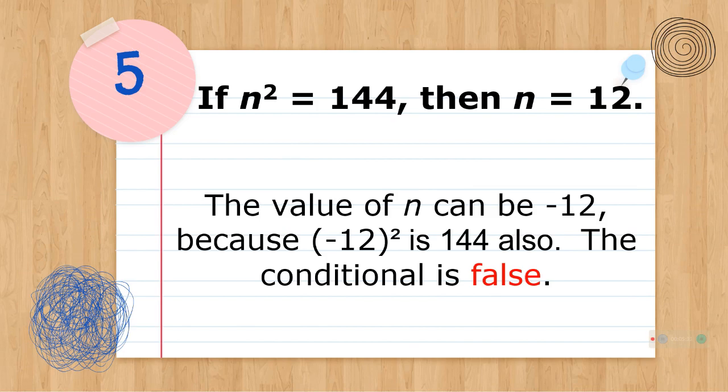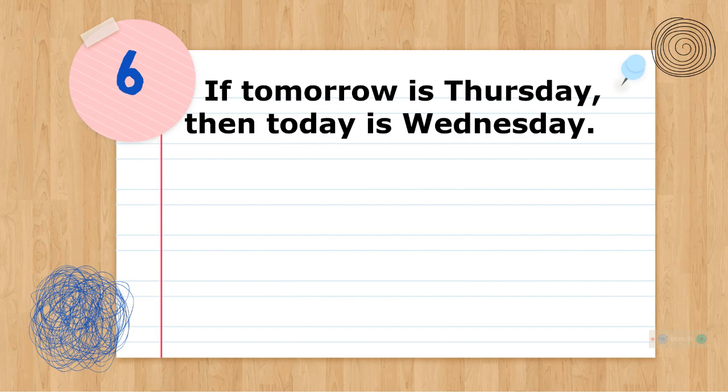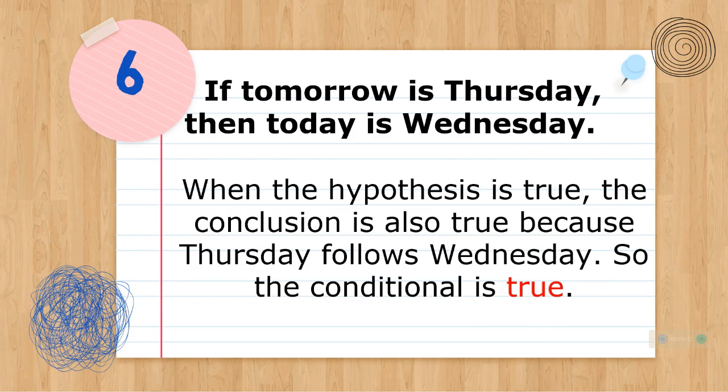Okay. For the last example, if tomorrow is Thursday, then today is Wednesday. Is this true or false? That's correct. It is true. Why? When the hypothesis is true, the conclusion is also true, because Thursday follows Wednesday. So again, the conditional is true.